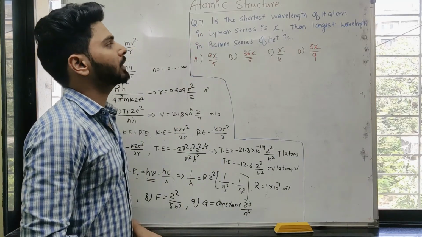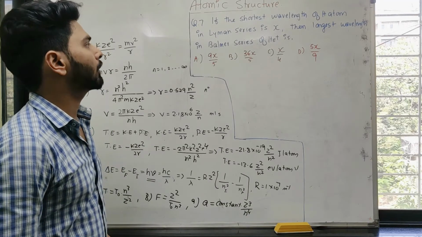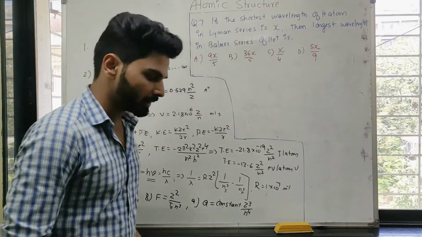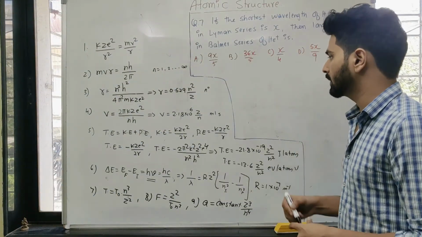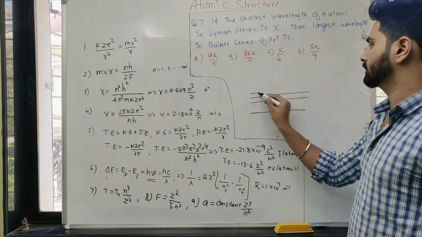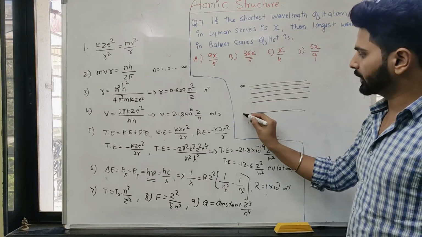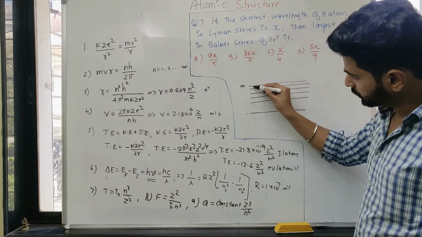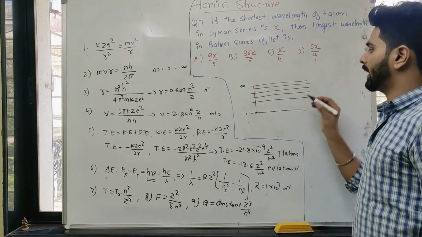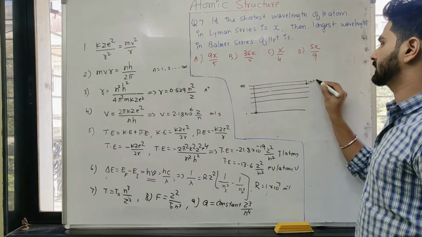If the shortest wavelength of hydrogen atom in Lyman series is x, then what is the longest wavelength in Balmer series of helium plus? So this shortest wavelength and longest wavelength we have to understand here. If you recall the hydrogen spectrum, anything coming from infinity to 1 is considered to be the highest energy, and this one will be considered as less energy.